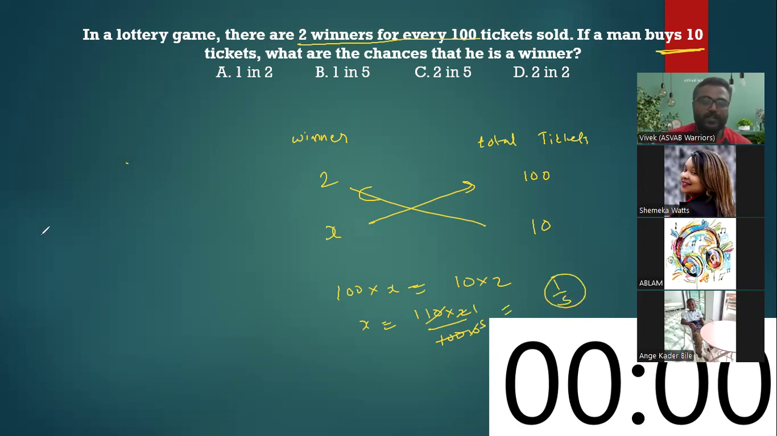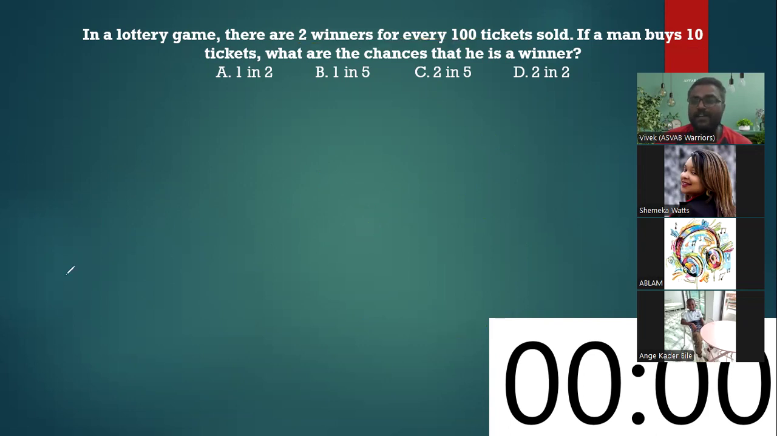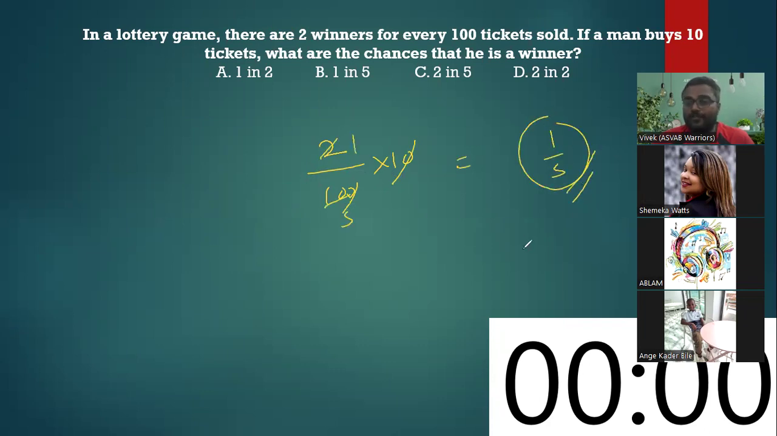You can also do it this way. We need to find the chances of one winner, how many tickets will be there. So 2 out of 100 multiplied with the number of tickets that we have. 0s cancel, 1s, 5s. So 1 out of 5 will be his chances of winning it. I hope you guys understood this. Yes, sir. Okay, buddy.